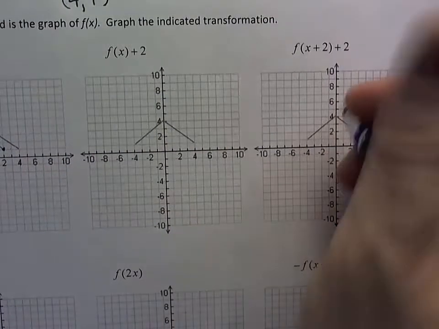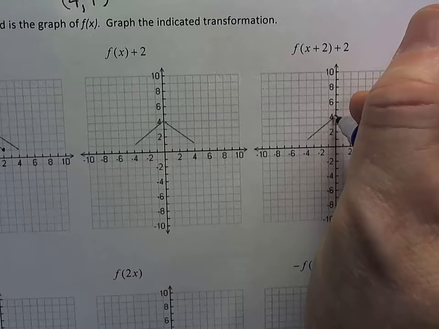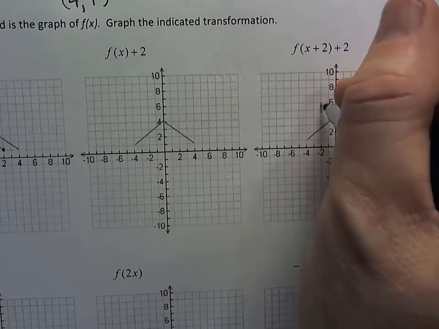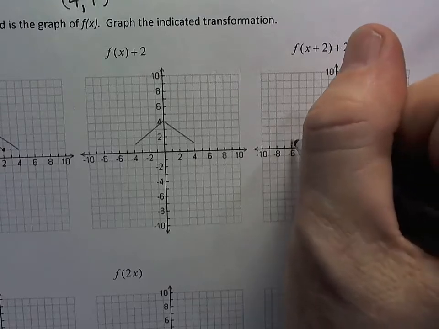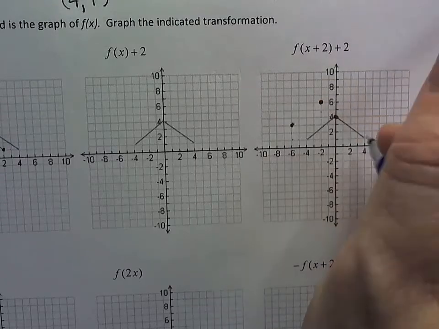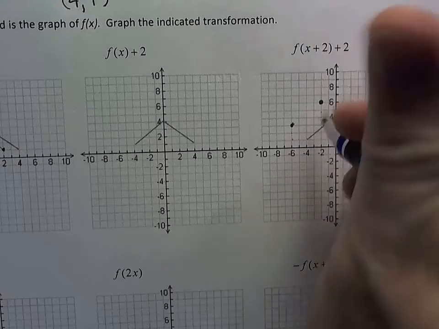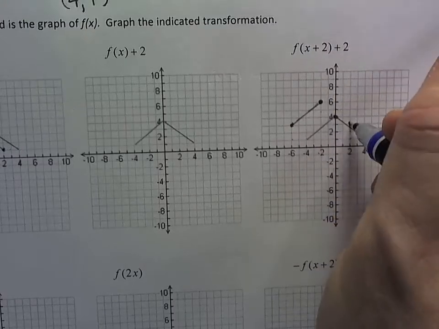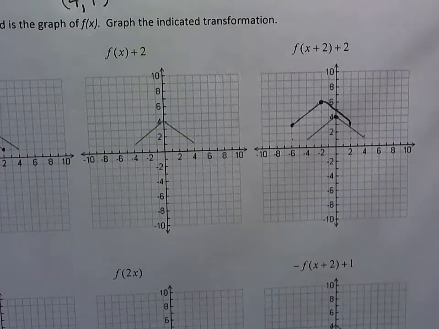Now look at this one. This point right here, let's just do a point at a time. We'll move 2 units over and then up 2. There. This one, 2 units over and up 2. This one, 2 units over and up 2. There, like that. See? 2 to the left and then 2 up.